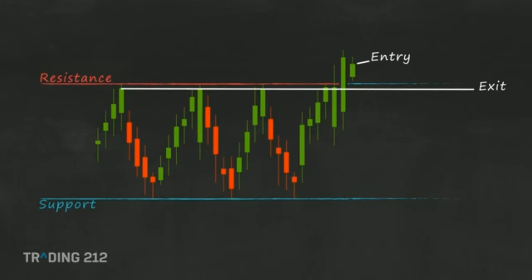In this case, we could decide to place it right about here, which would be at our maximum permissible loss.